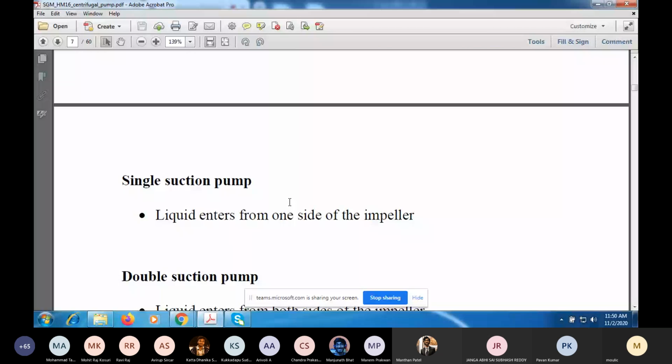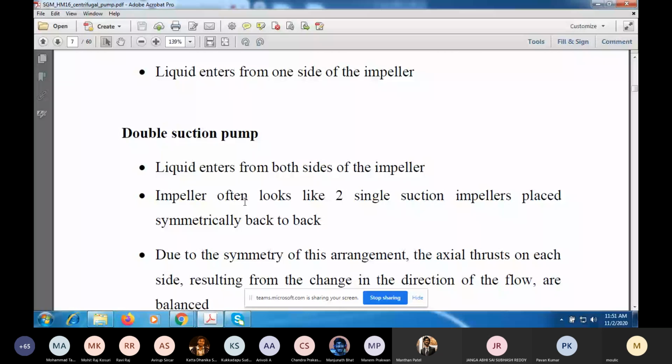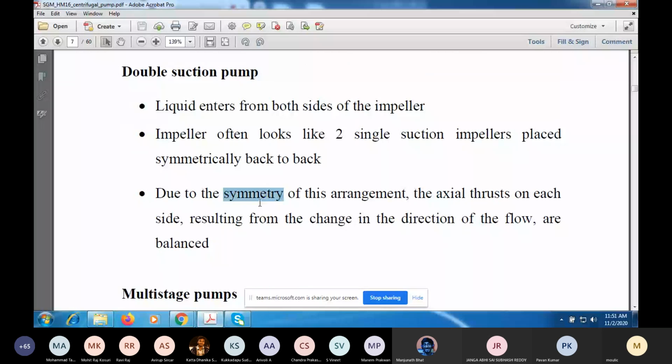Now what I showed you is what you may call a single suction pump, where the liquid enters from one side of the impeller. You could also have a double suction pump where there are two impellers mounted on the shaft in such a way that they are mirror images. So liquid will enter from both sides of the impeller. The impeller looks like two single suction impellers placed symmetrically but back to back, so that one is a mirror image of the other. The advantage of this double suction pump is that because of the symmetry, the axial thrust on each side will balance out. So there will be no axial thrust on the bearings.